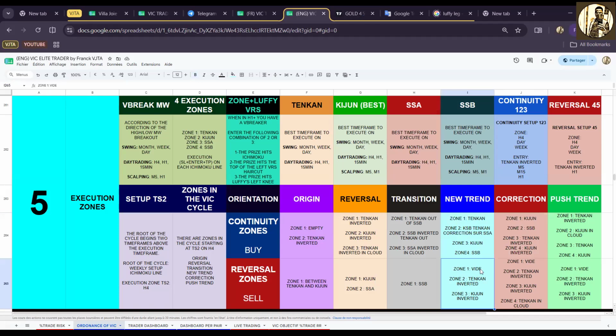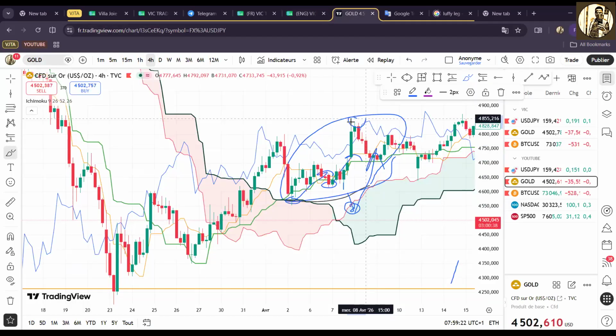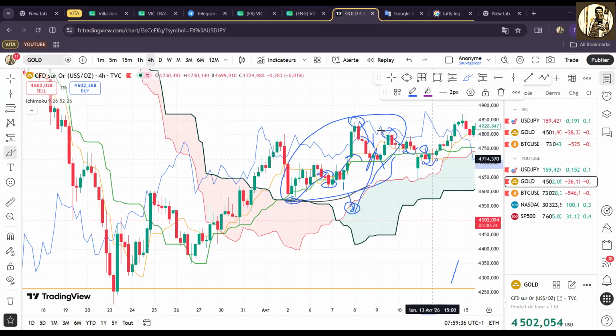You sell the empty space, the Tenkan inverted and the Kijun inverted. So now for zone of reversal in this cycle, you can sell the empty space here, and Tenkan inverted here, and also Kijun inverted here, right? Those are the zone of reversal during the new trend.